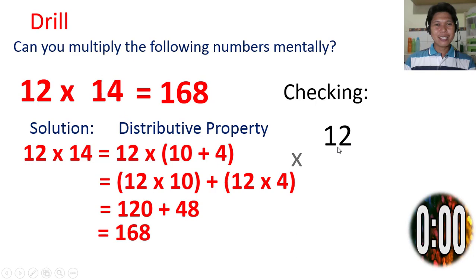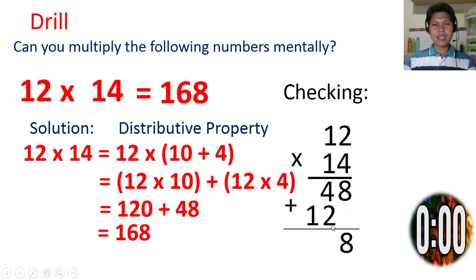Checking. So, 12 times 14, tingnan natin kung tama. So, 4 times 2 is 8, 4 times 1 is 4, 1 times 2 is 2, and 1 times 1 is 1. And then we add, this is 8, this is 6, and this is 1. So, our answer is correct.